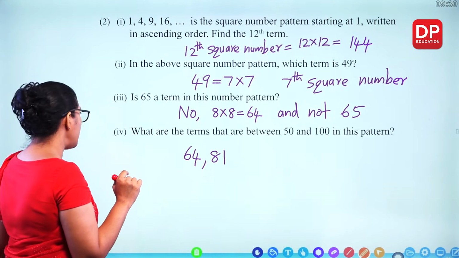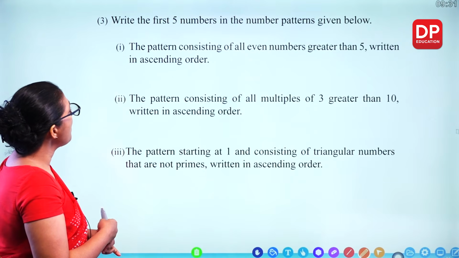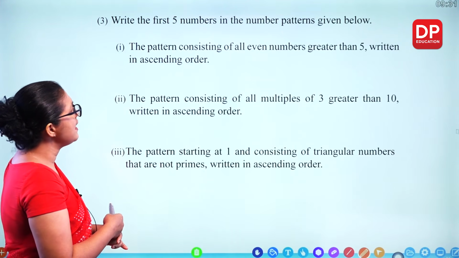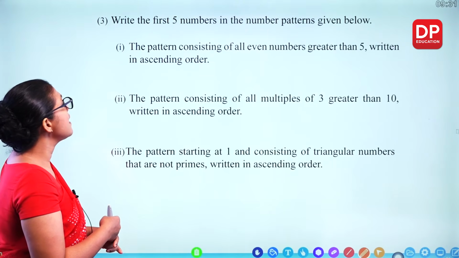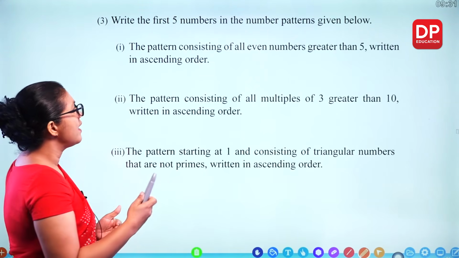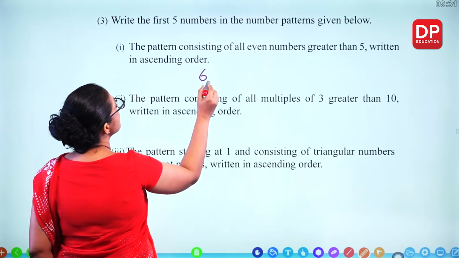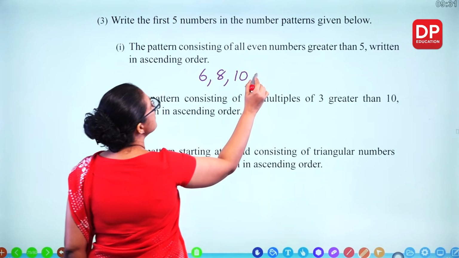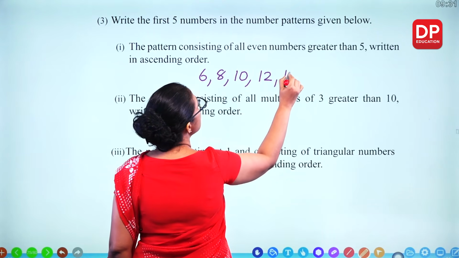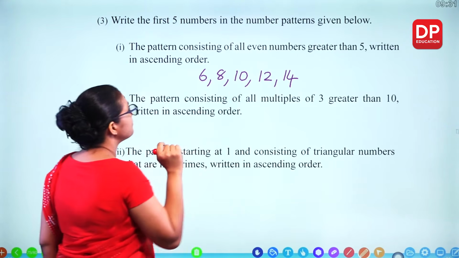So 64 and 81. Write the first 5 numbers in the number patterns given below. First one, the pattern consisting of all even numbers greater than 5. Written in ascending order, smallest to largest, greater than 5. Starting with 6, 8, 10, 12, 14. So you need to write 5. 1, 2, 3, 4, 5.